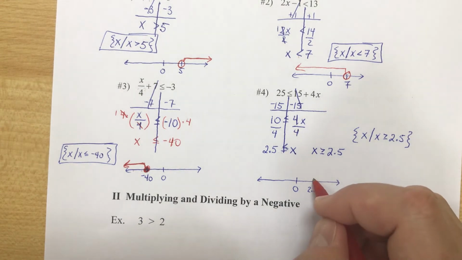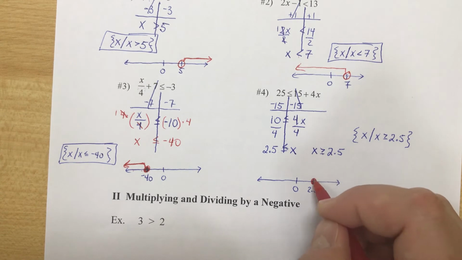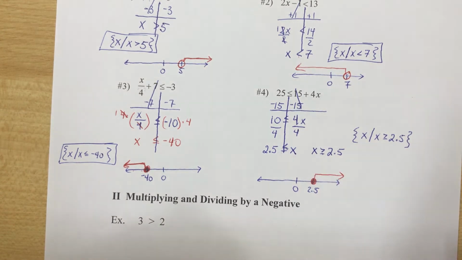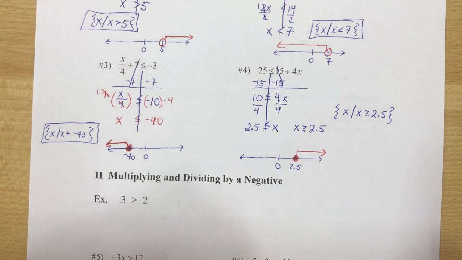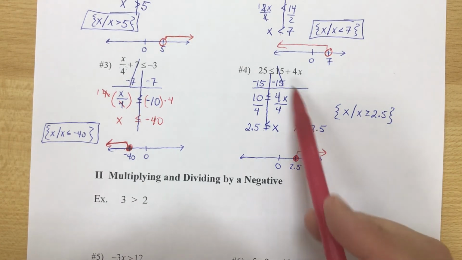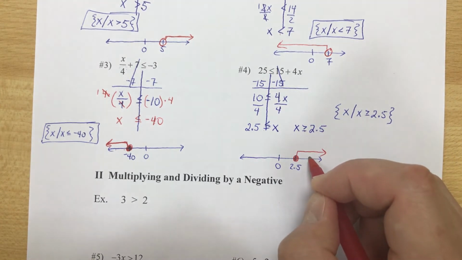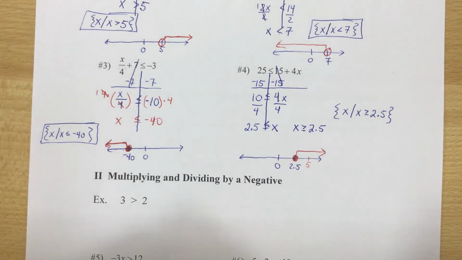And then I put in a closed circle because it's equal to, and greater than goes to the right. Now, if you're not sure, we can always choose a value and substitute to check. Let's say I choose the number 5. Okay, does 5 actually work?